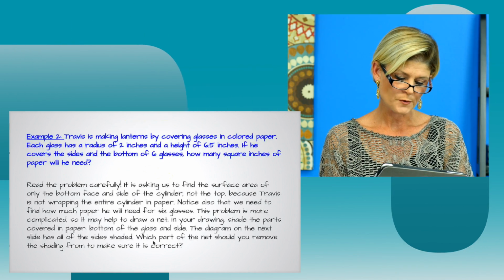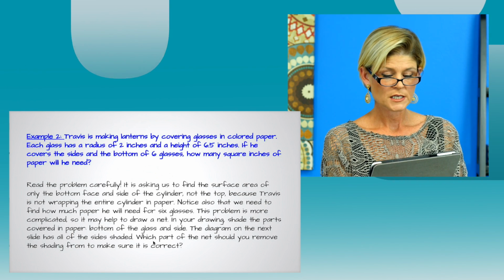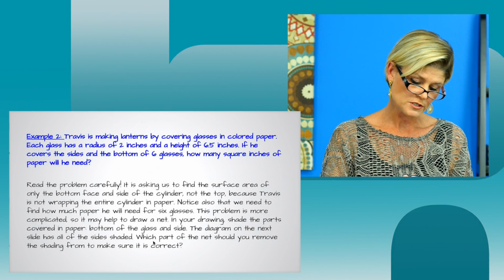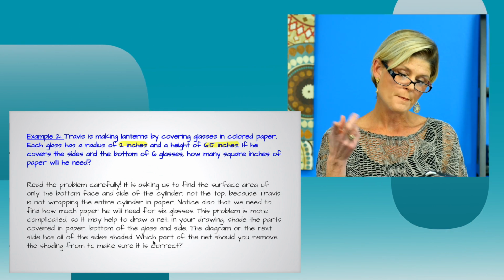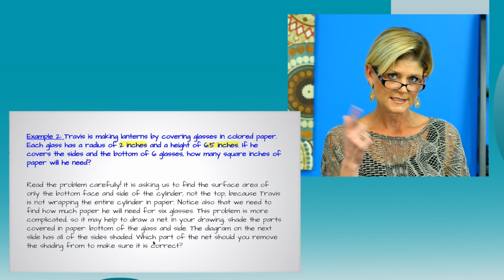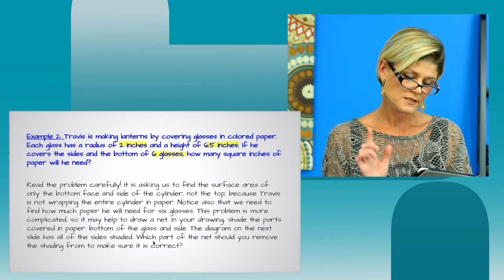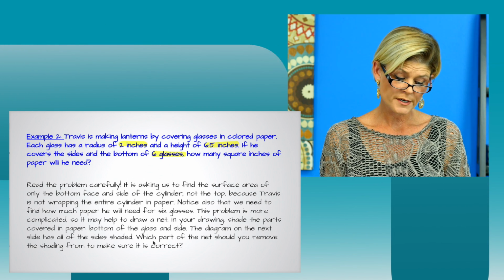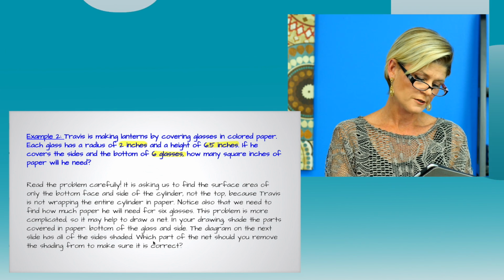All right, last example. Travis is making lanterns by covering glasses in colored paper. Each glass has a radius of 2 inches and a height of 6.5 inches. If he covers the sides and the bottom, pay attention, the sides and the bottom, notice not the top, of 6 glasses, again, you want to pay attention to that, 6 glasses, how many square inches of paper will he need? I've given you very particular notes here and tips.